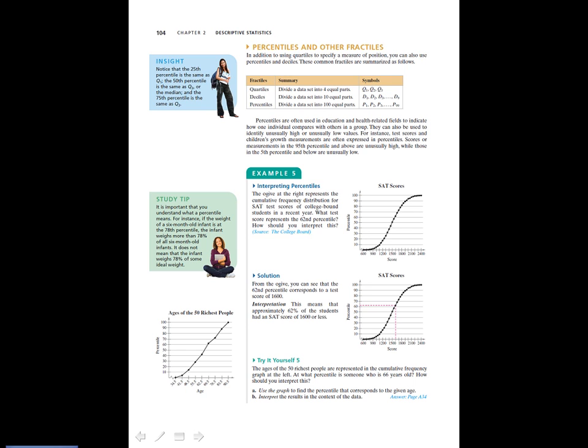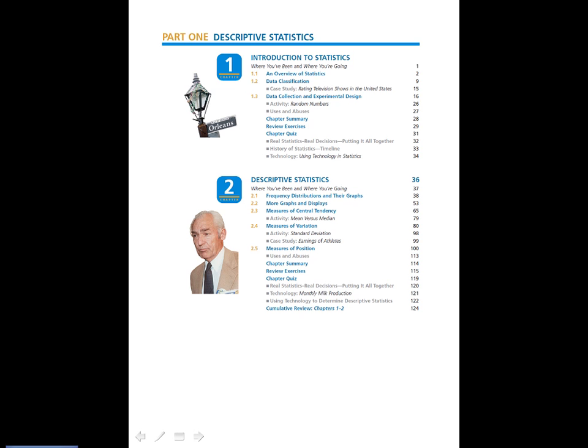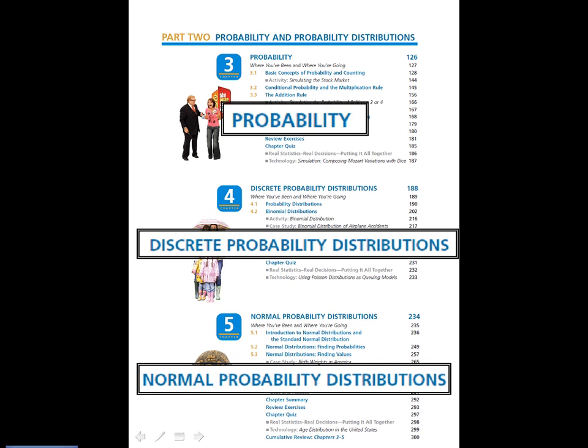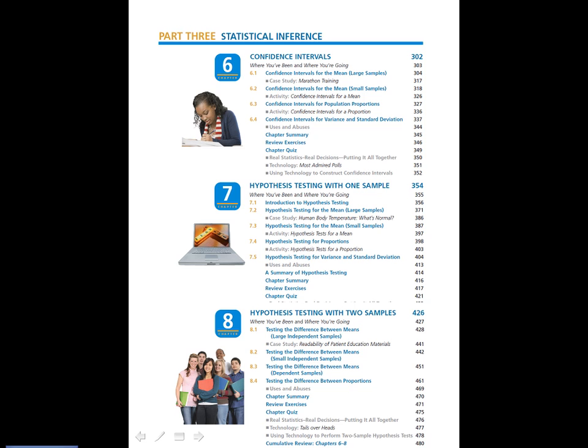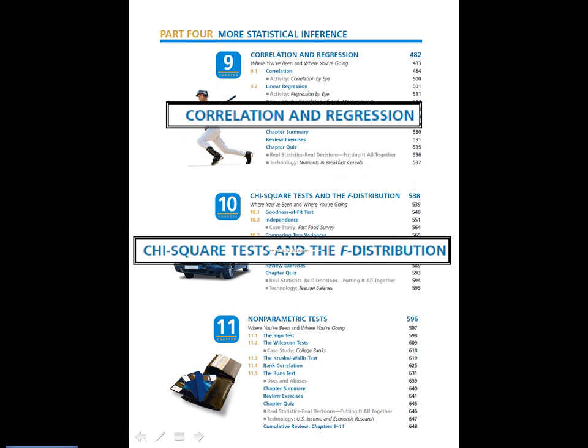This text is the first college-level statistics book to be written so that its features are not split from one page to the next. The result is a presentation that is clean and clear. The table of contents is organized into 4 parts. Part 1, Descriptive Statistics. Part 2, Probability and Probability Distributions. Part 3, Statistical Inference. And Part 4, More Statistical Inference.